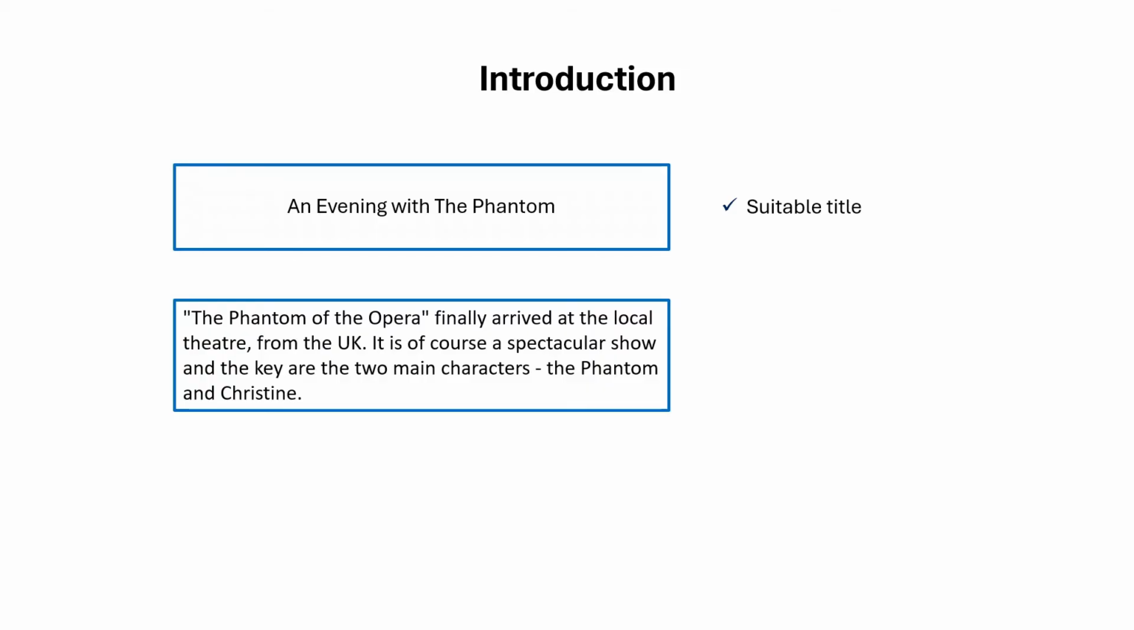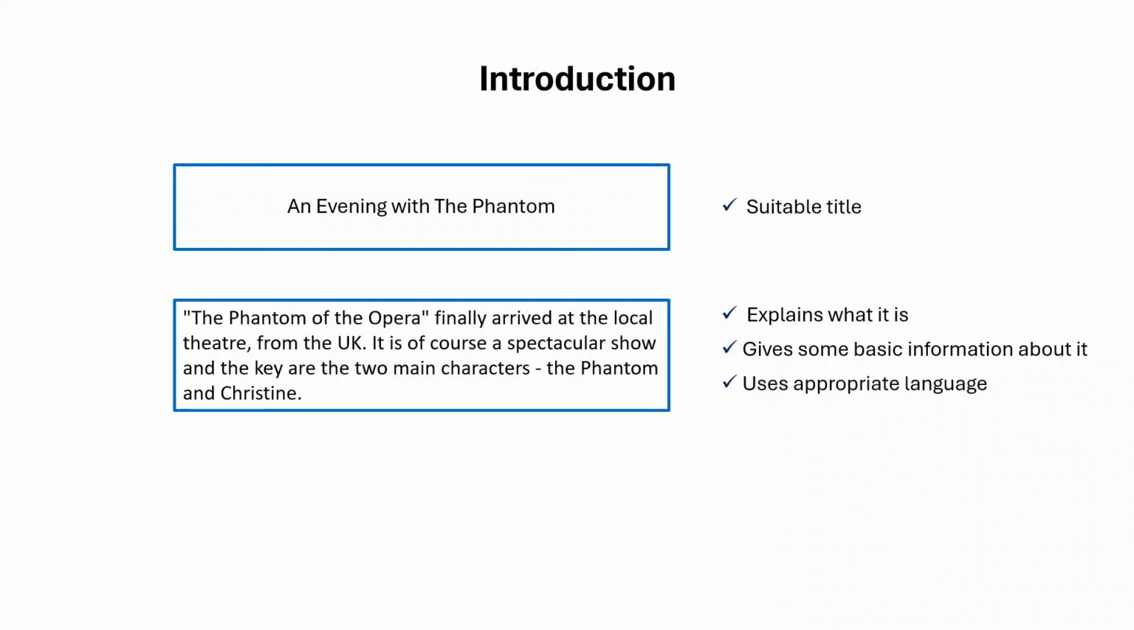And here is the first paragraph. So we can see the name of the theatre show. It's a musical. And here the person explains what it is. And the person also gives some basic information about this show, that it is spectacular and who the two main characters are. And the language here is appropriate.